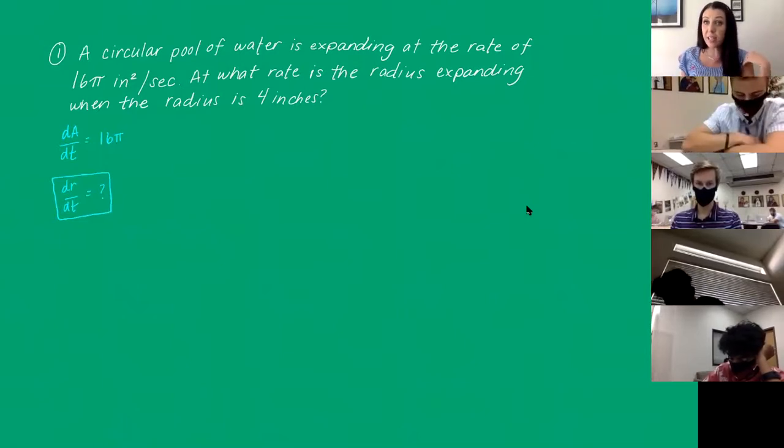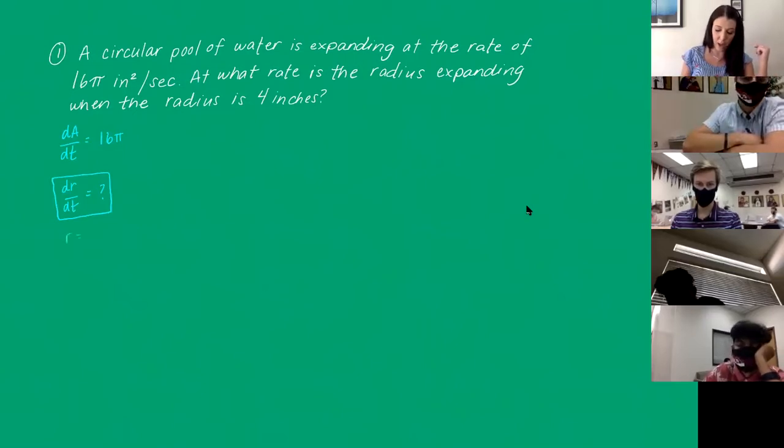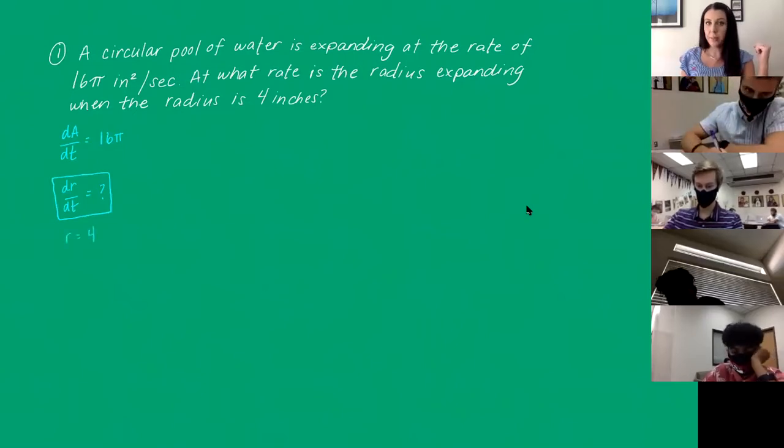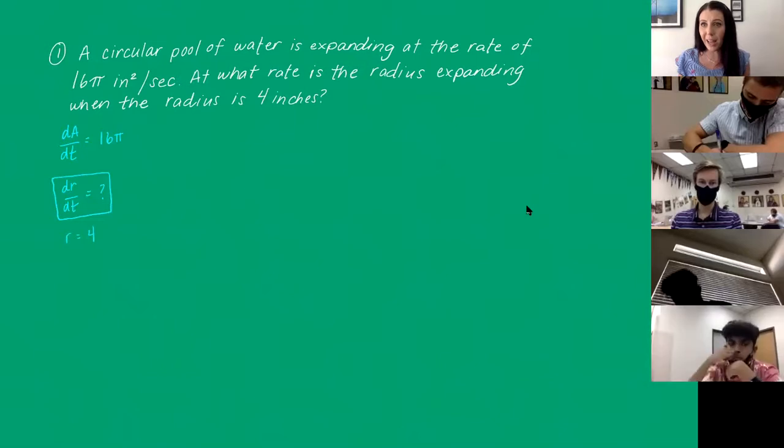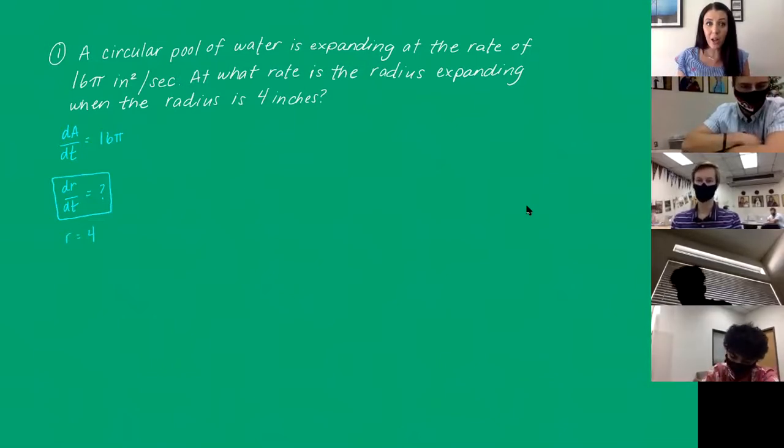And then it gives us the information that when the radius is 4 inches, so when r equals 4. Okay, and I'm not writing radius equals. I'm making up reasonable variables for these things. So area, I'm calling area A. A change in area with respect to time, that's dA/dt. Radius, I'm calling r. A change in radius with respect to time, that would be dr/dt.